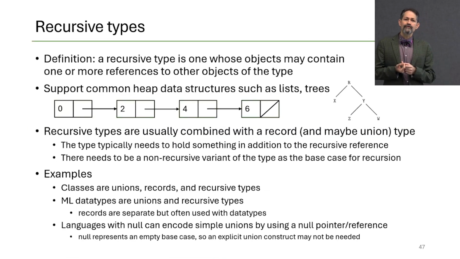A recursive type is one whose objects may contain one or more references to other objects of the same type. Recursive types support common heap data structures such as lists or trees.